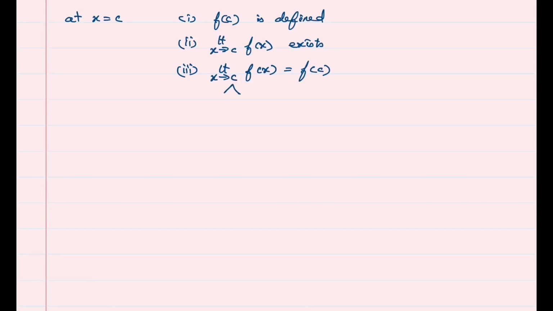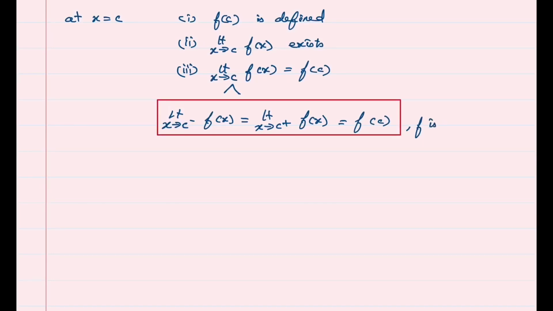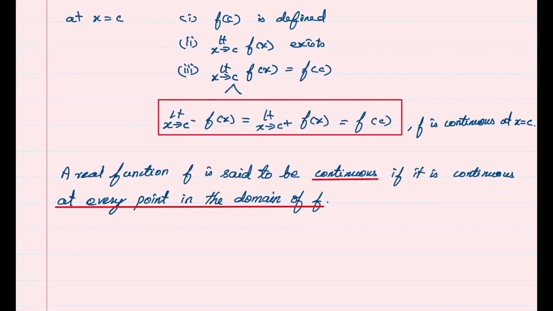We can write this limit as the limit as x tends to c minus of f of x, which is LHL, and the limit as x tends to c plus of f of x, which is RHL. We say that the limit exists only when LHL is equal to RHL, and these two must be equal to f of c. Then we say that f is continuous at x equal to c. Here we are checking the continuity only at one point x equal to c, and a real function f is said to be continuous if it is continuous at every point in the domain of f.